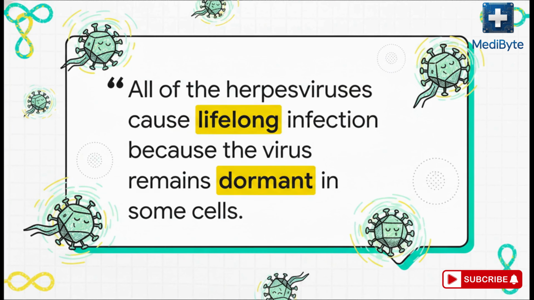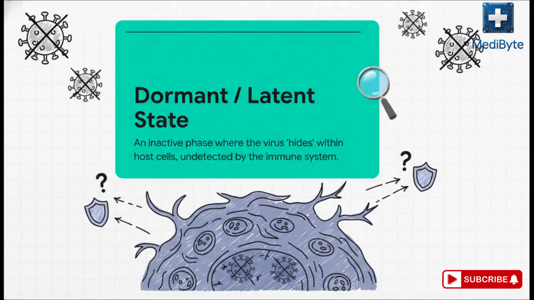Once you're infected with any of these 8 viruses, you are infected for life. The virus literally never leaves your body. It just stays dormant in some of your cells. So what does dormant even mean in this context? Well, you can think of it like the virus is hibernating. It enters this latent or inactive state where it just hides out inside your own cells, like your nerve cells. It's not making copies of itself. It's just lying low, totally off the radar of your immune system. And that's exactly why your body can't just clear it out.